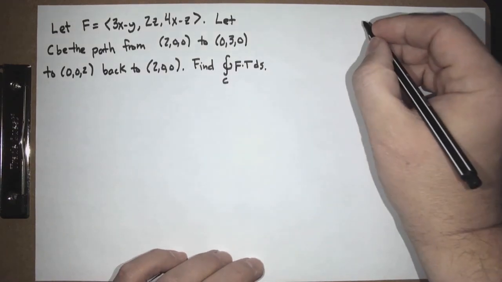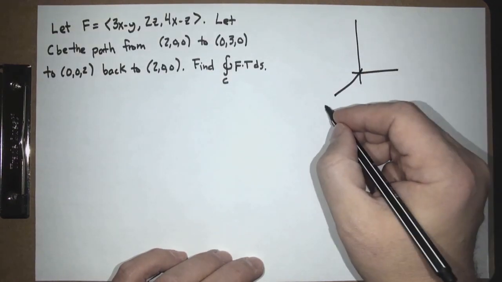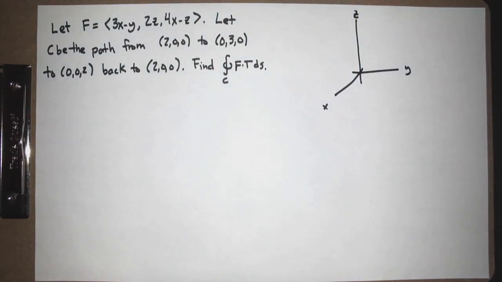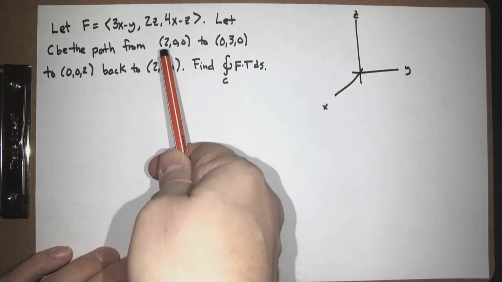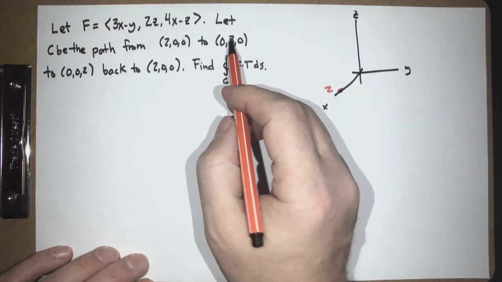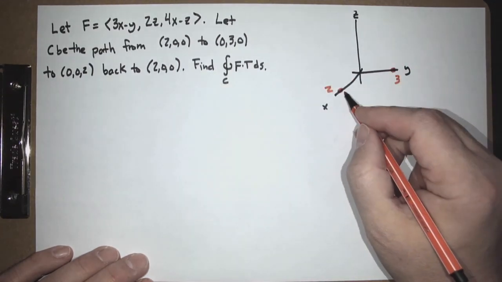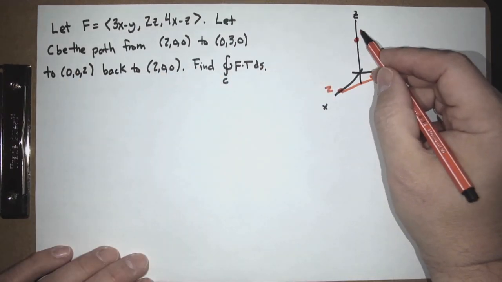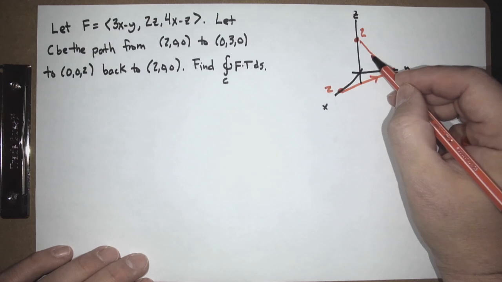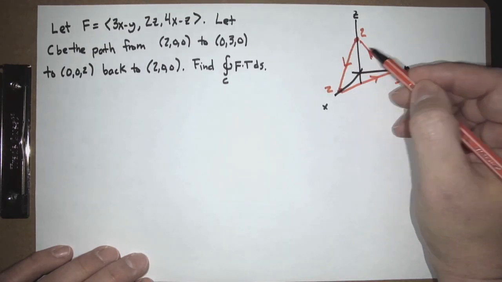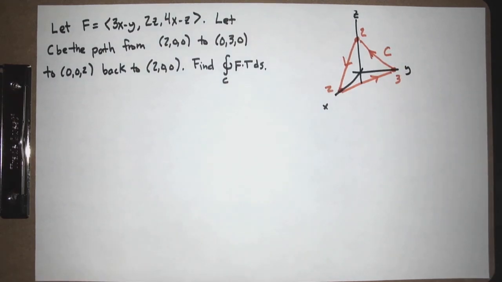So let's draw a quick picture of what our curve is doing here. So here's our space, our x, y, and z. And we'll mark some points here. (2, 0, 0), so this is you go 2 in the x direction. So here's 2. To (0, 3, 0), that says you go 3 in the y direction. So we move here. And then we're going to go to (0, 0, 2). So that's 2 in the z direction. So we move there. And then we go back to where we started. So here's our curve C. And we're asked to find the integral along the C of F dot T ds.